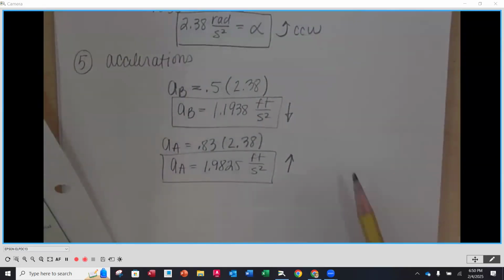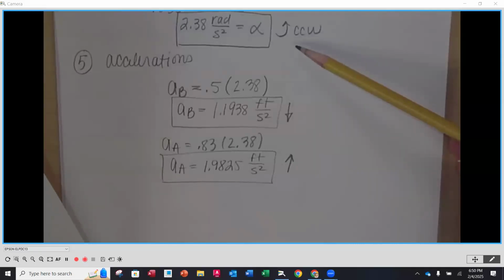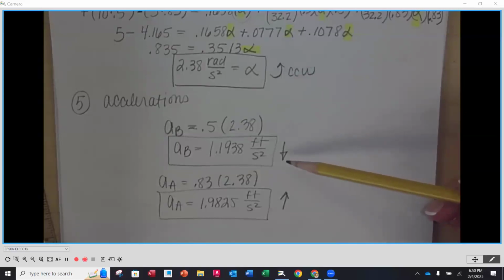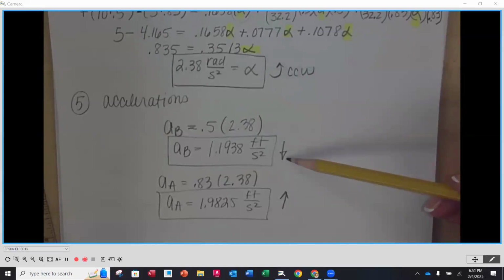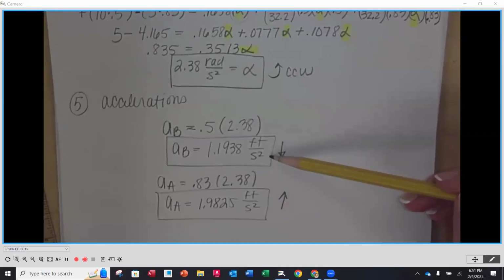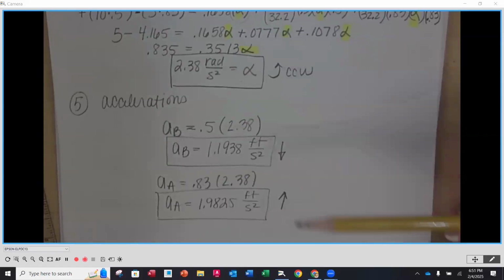Yeah, so the book says our alpha is 2.37. The book says 1.1978 for A and 1.187 for B. So again, very reasonably close to each one of these.